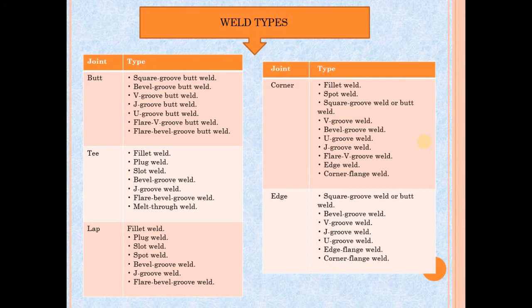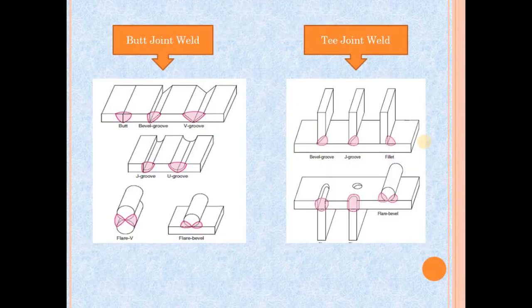Next is the weld type. There are many types of weld. It depends on the joint. So for the butt joint, it has square groove butt weld, bevel groove butt weld, V groove butt weld, J groove butt weld, U groove butt weld, flare V groove butt weld, and flare bevel groove butt weld. So this is the picture of how the weld types look like.